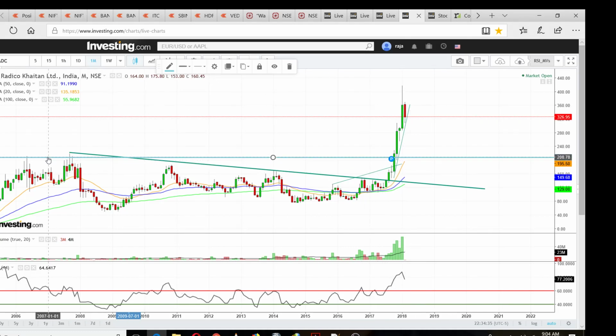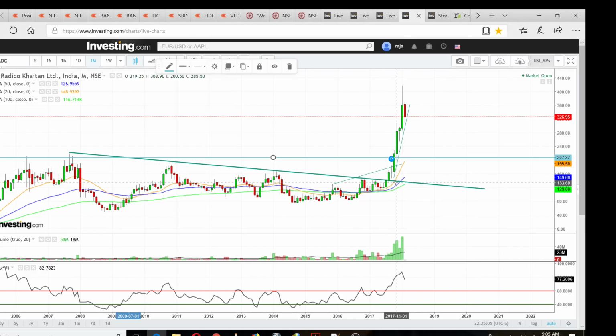Now what happens after a breakout? One possibility is that a retest happens, but that is not always the case. If this is wave 3, after the correction it will start for wave 5, so the fourth wave will come and again it will go up. It is not always necessary that a retest happens, because even at this level there was a breakout of this trend line but then it was not retested.